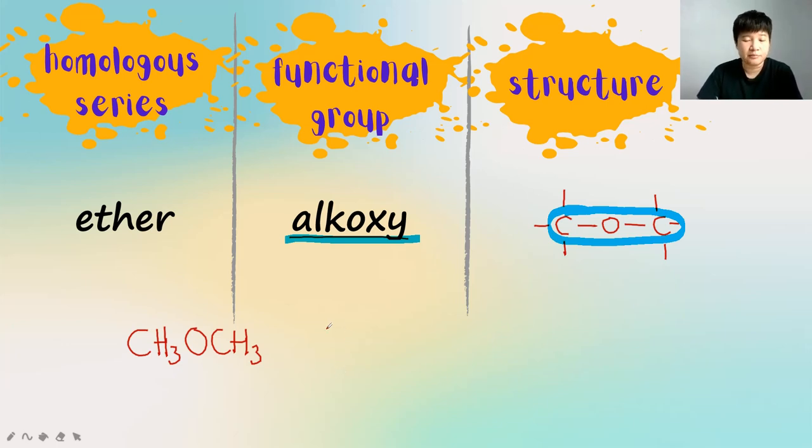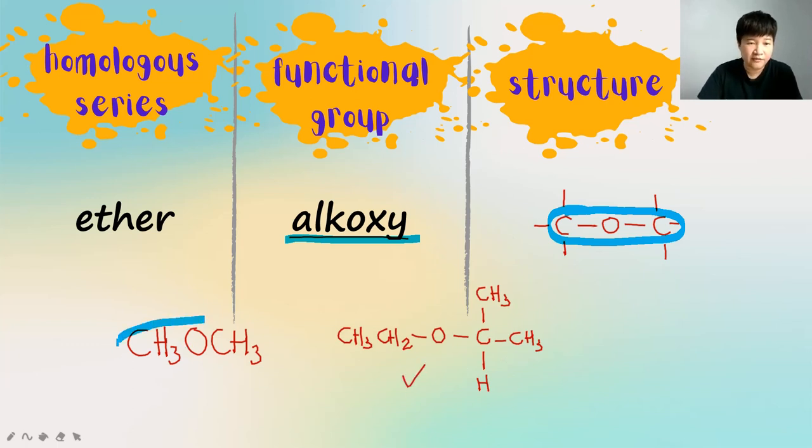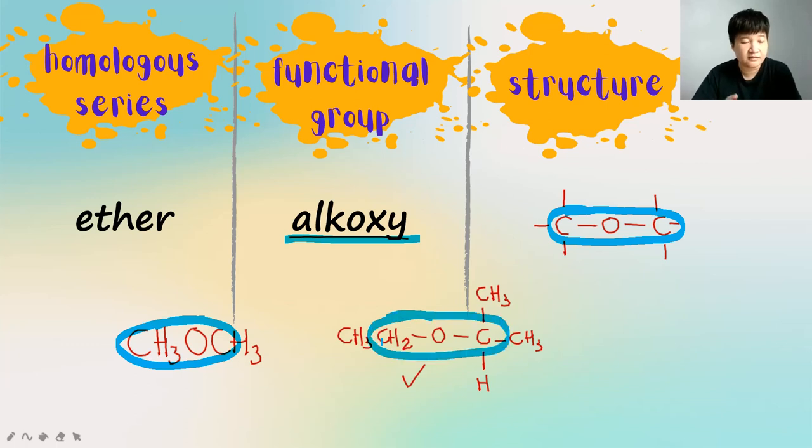Your ether can be more complicated. Your ether could be CH3CH2, single bond O, single bond C, two different things. For example, CH3 and CH3. That is also your ether. As long as you're having the COC, that is your ether, because they're sharing the same functional group.